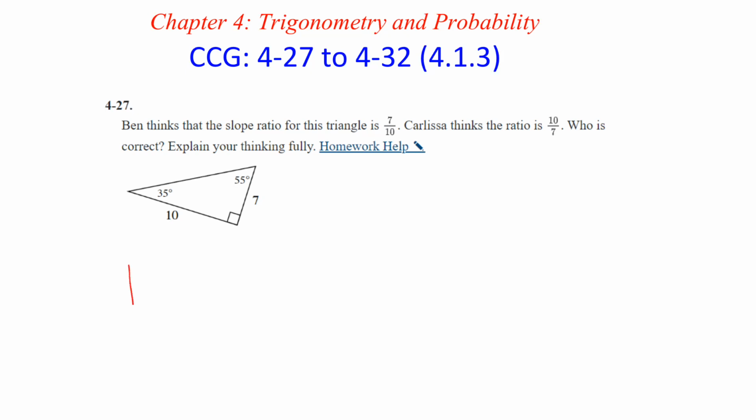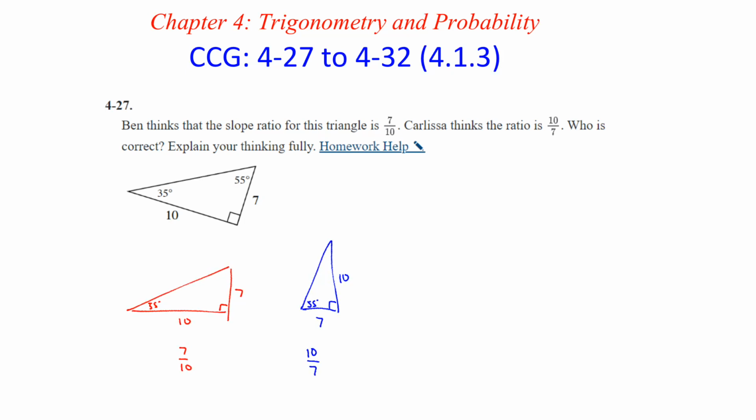So if we place our triangle so that the 35 degrees is over here, that means this would be 7 and this would be 10. Then the ratio for the triangle, based on the 35 degrees, could be 7 over 10. If we make our triangle with the 55 degrees, so maybe more like this, then the 10 is here and the 7 is here, and therefore the ratio would be 10 over 7.